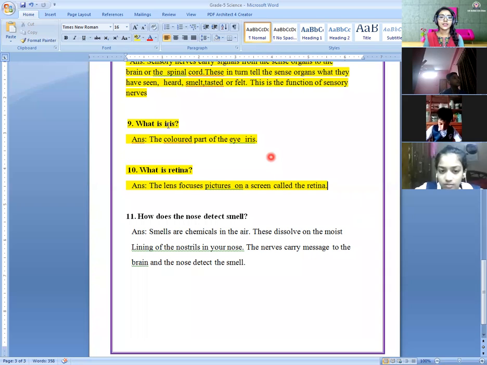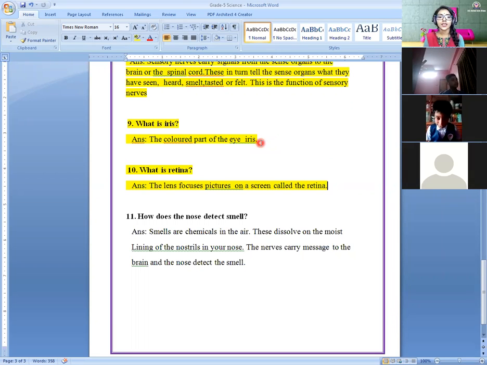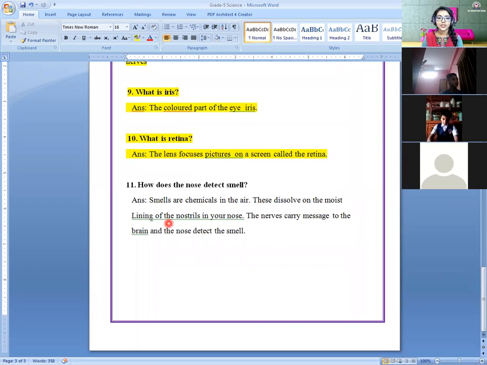Yes. I read the 9 number question. What is iris? What is the pronunciation, Tawfiq? Tell her. Iris. So this is what is iris. Okay. So the colored part of the eye is the iris. Okay. Iris. So number 11 Mashroor will read.